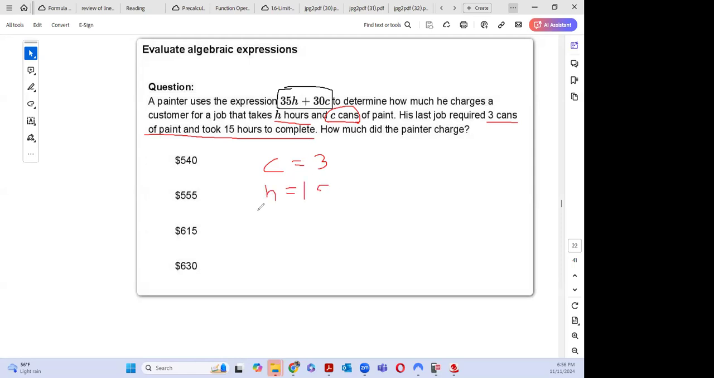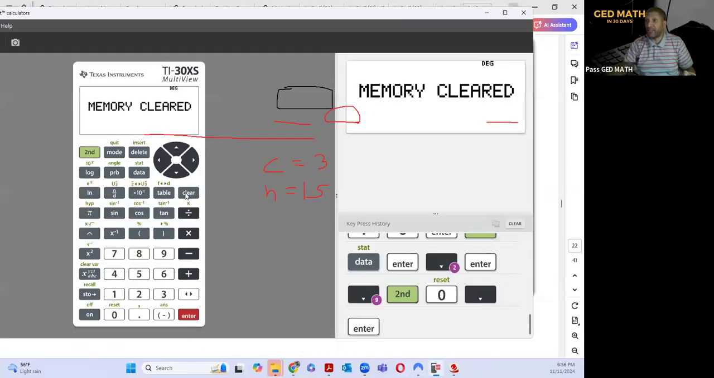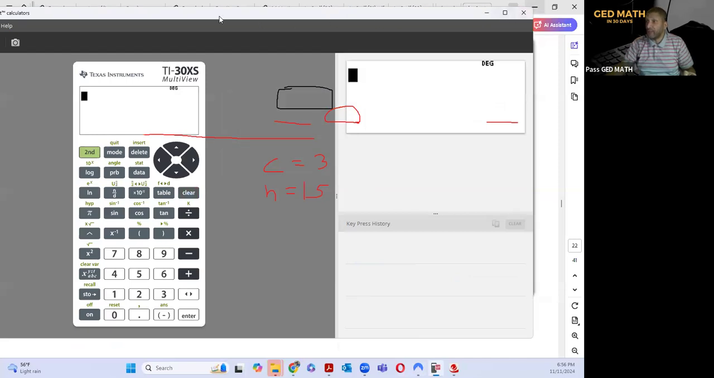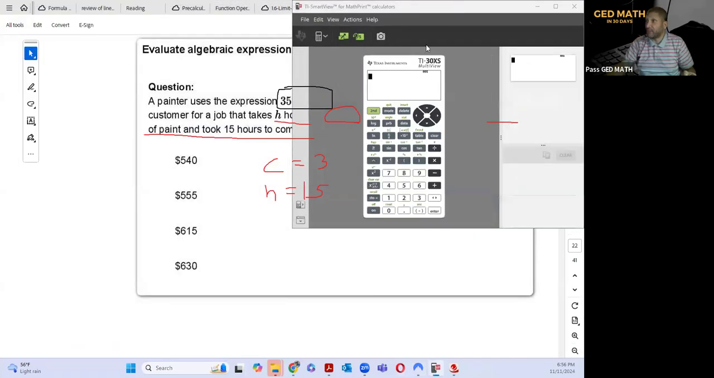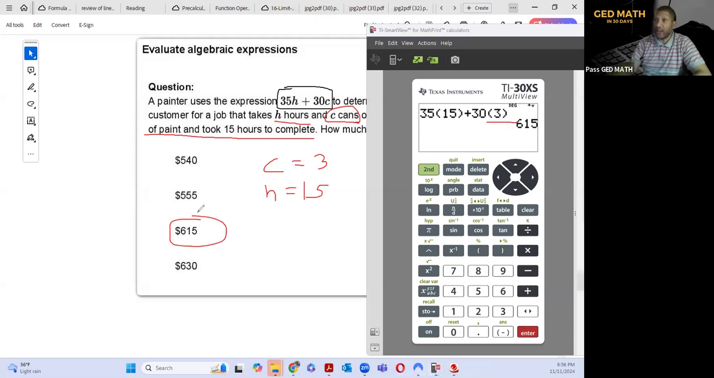15 hours. So all we're going to do, remember what I said, identify your givens, identify the expression or formula you're going to use, and if possible, plug into the calculator. Every time you come to these sessions, you're going to see me plugging into the calculator. Watch this. 35 times H, I'm going to use parentheses, plus 30 times C, which is 3. I'm done. Look how easy that problem became.